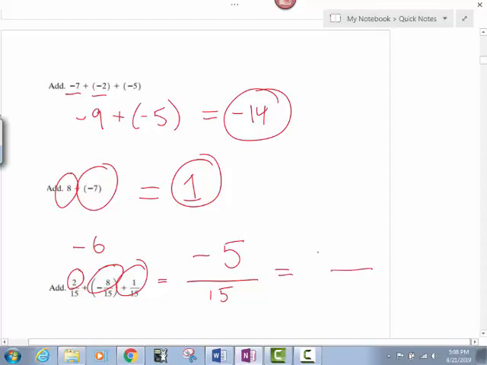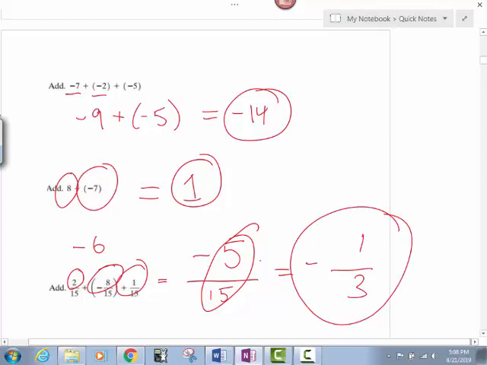We know the answer is going to be negative, so I'm going to put my negative right here. All I'm going to do now is just reduce this fraction. We can divide them both by 5. That'll leave me with a 1. That'll leave me with a 3. And my answer is negative 1/3.